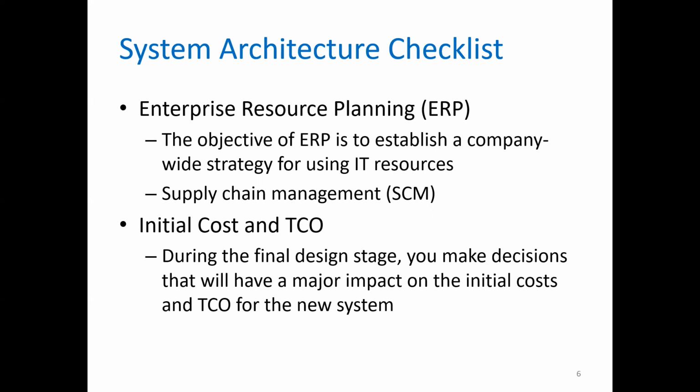Initial cost is the cost undertaken to establish a desired system. TCO, total cost of ownership, is an estimation of the expenses associated with purchasing, deploying, using, and retiring a product or piece of equipment. Total cost of ownership, or actual cost, quantifies the cost of the purchase across the product's entire life cycle. During the final design stage, you make decisions that have a major impact on the initial cost and the TCO for the new system.